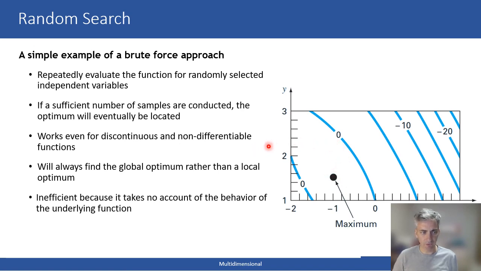It does have a few advantages over some of the other methods. Some of the other methods, for instance, the gradient methods, rely on the function being differentiable, and the random search method doesn't. It will always give you an optimum value. Whether it's the true optimum or not depends on how many different combinations of x and y you use. But it's very inefficient, so we probably won't use this too much.